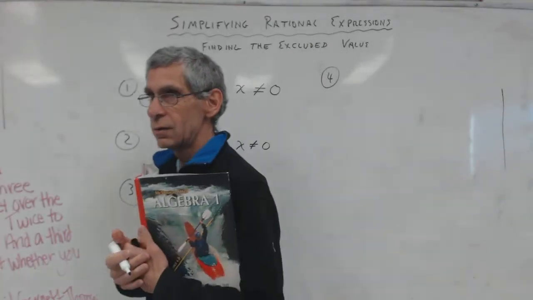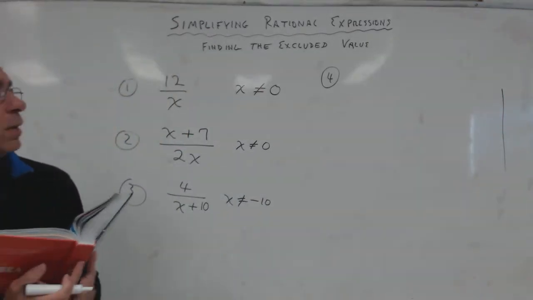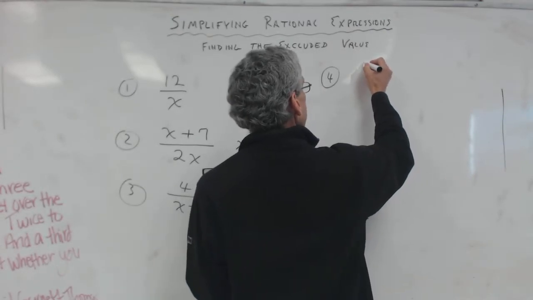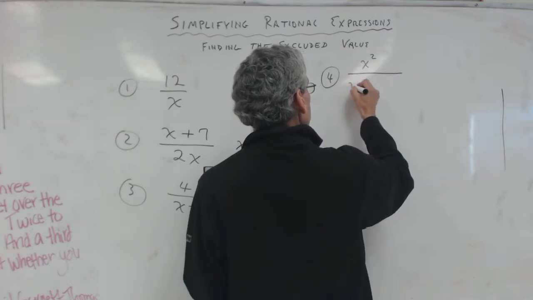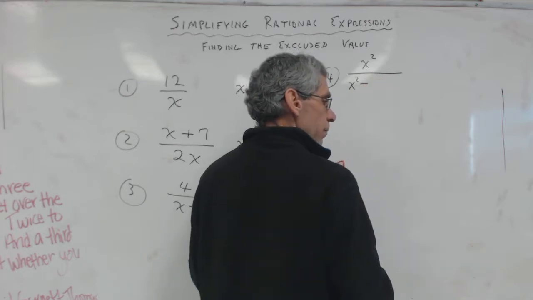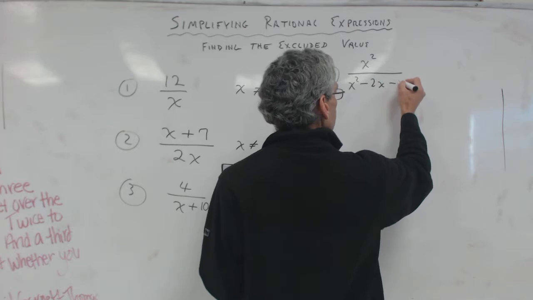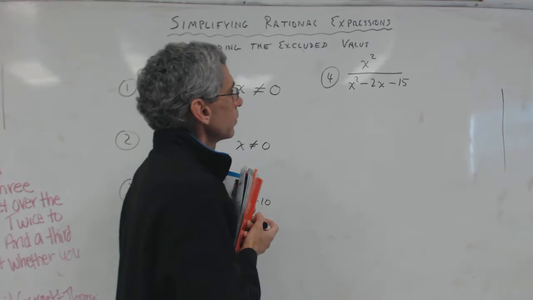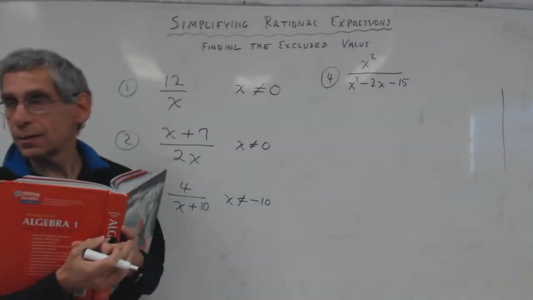Let's say I gave you x squared over x squared minus, let me think, does that work? 3 times 5? Yeah, that should work. What if I gave you that?